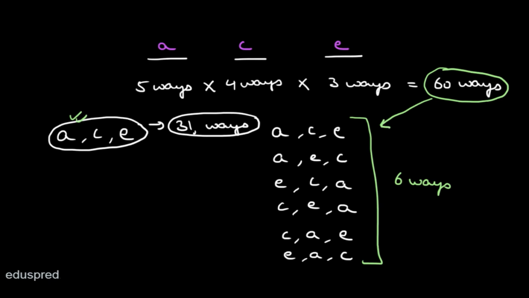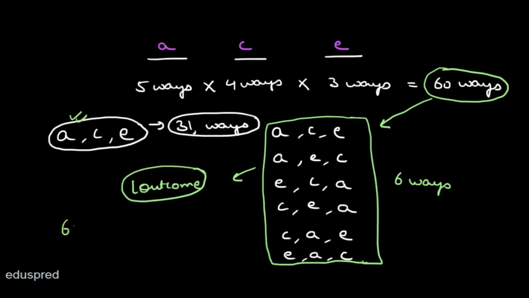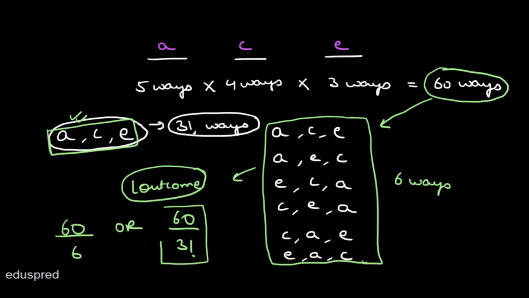But as the ordering of the outcome does not matter, we don't have to count these 6 outcomes as 6. We have to count these 6 outcomes as one outcome. So to find the right answer, you have to divide 60 by 6. Or in other words, you have to divide 60 by 3 factorial. This is because there are 3 factorial arrangements of a possible outcome. So the right answer is 60 divided by 3 factorial. So this is all about the logic method. I hope it is clear now.